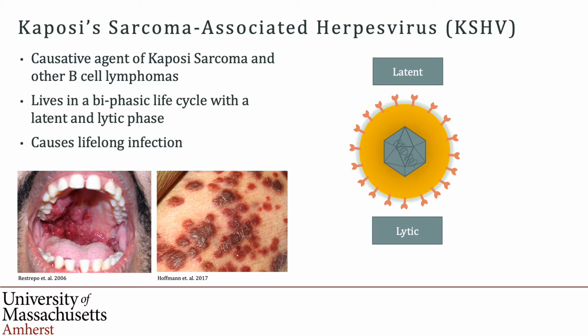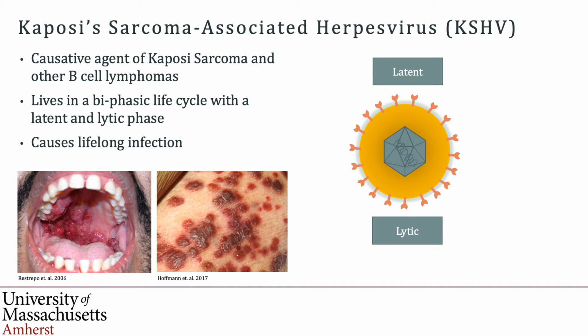KSHV lives a biphasic lifestyle with a latent and lytic phase. Upon KSHV infection in a host, the virus is in the latent phase, where its goal is to maintain being hidden from the immune system. This is how the virus can trigger lifelong infection.